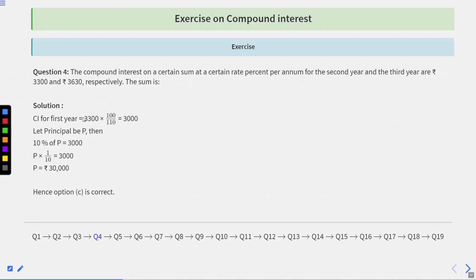So the compound interest for the first year is equal to 3300 into 100 upon 110, which is 3000. So let the principal be P. Then 10% of P is equal to 3000. So P will be equal to 30,000. So the correct option here is option C.